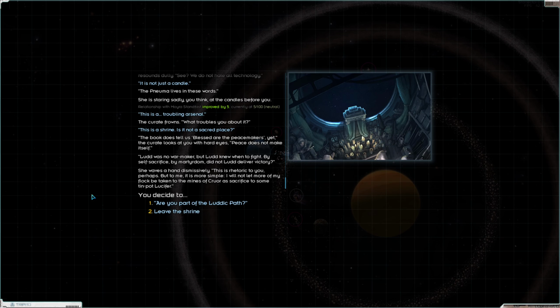The book does tell us, blessed are the peacemakers, yet, the curate looks at you with hard eyes, peace does not make itself. Lud was no war maker, but Lud knew when to fight. By self-sacrifice, by martyrdom, did not Lud deliver victory? She waves a hand dismissively. This is rhetoric to you, perhaps, but to me it is more simple. I will not let more of my flock be taken to the mines of Kruor as sacrifice to some tinpot Lucifer.